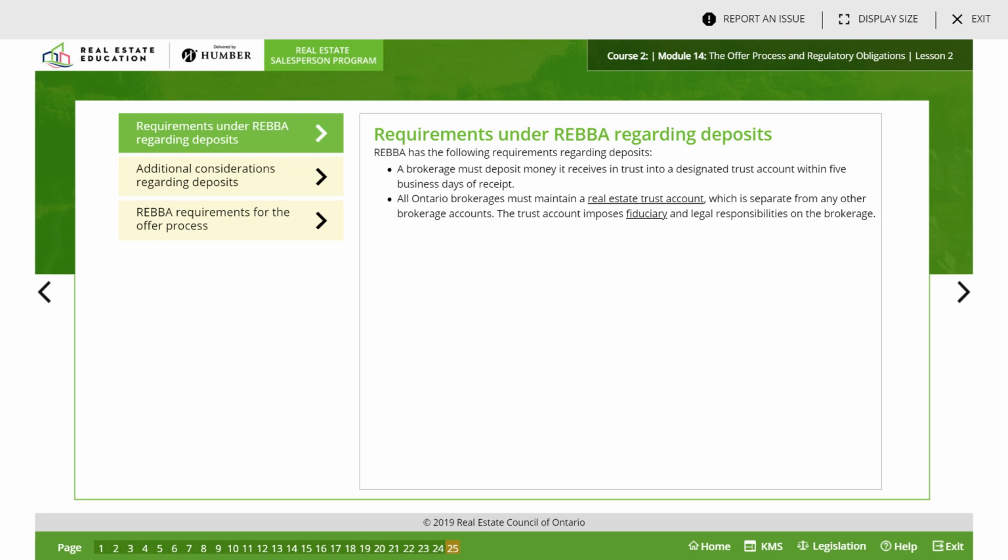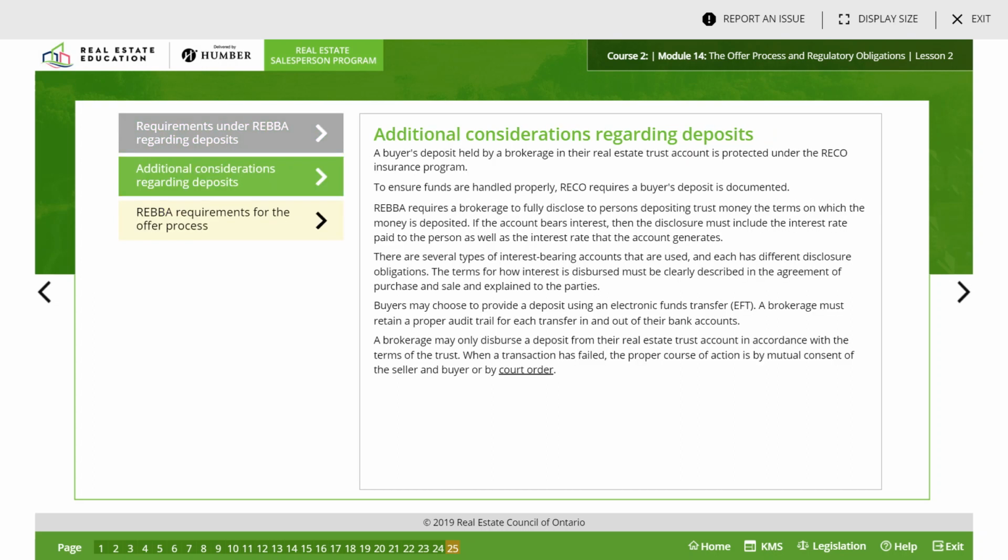A brokerage must deposit money it receives into a designated trust account within 5 business days of receipt. All Ontario brokerages must maintain a real estate trust account, which is separate from any other brokerage accounts. The trust account imposes fiduciary and legal responsibilities on the brokerage.